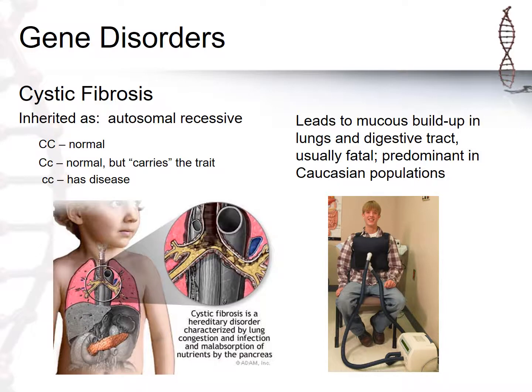All right, gene disorders. Cystic fibrosis. It is an autosomal recessive disease. So you have to have two carrier parents, two heterozygote parents, for the child to have it. It leads to mucus buildup in the lungs and digestive tract. It is usually fatal, though they're starting to see people in their 30s with this disease. It's rare. It is predominant in Caucasian populations.